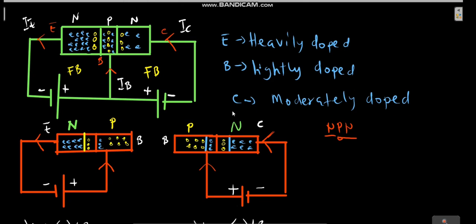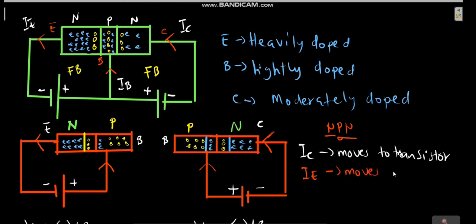So let's look at this. Always, the collector current IC moves towards the transistor. The emitter current, which is IE, moves away from the transistor. And the base current, which is IB, moves towards the base.